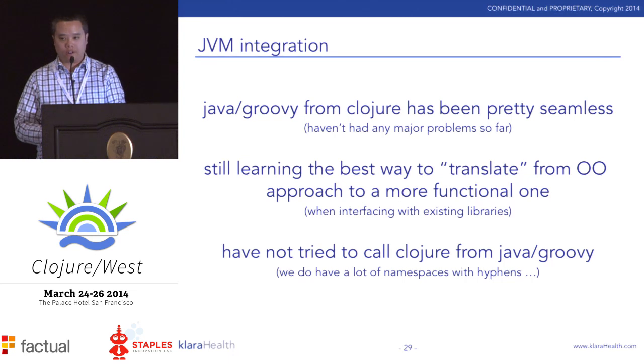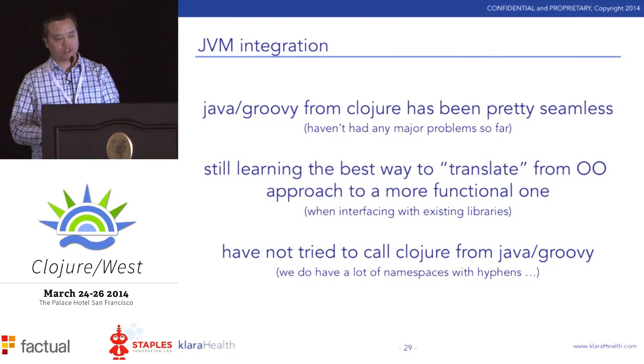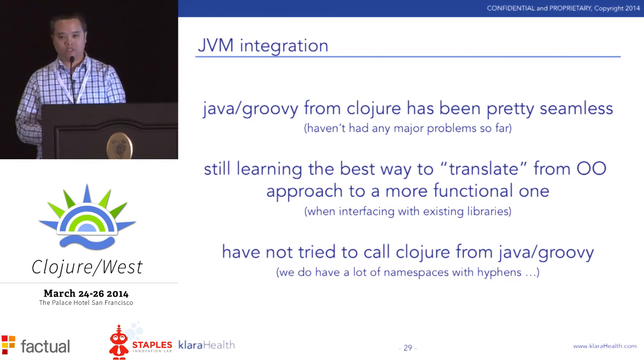One thing we have not tried at all is to go the other way, to call Clojure code from Java or Groovy. And we do notice that we have a lot of hyphens in our namespaces. And so maybe that's one of the reasons why we're trying to commit to Clojure completely.